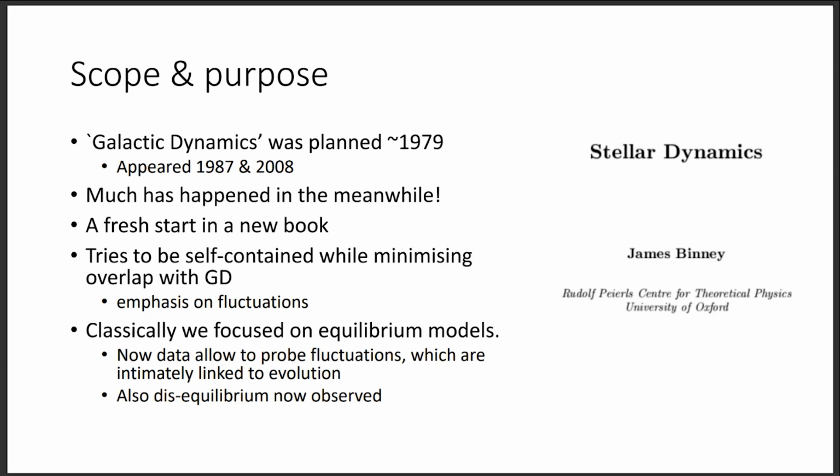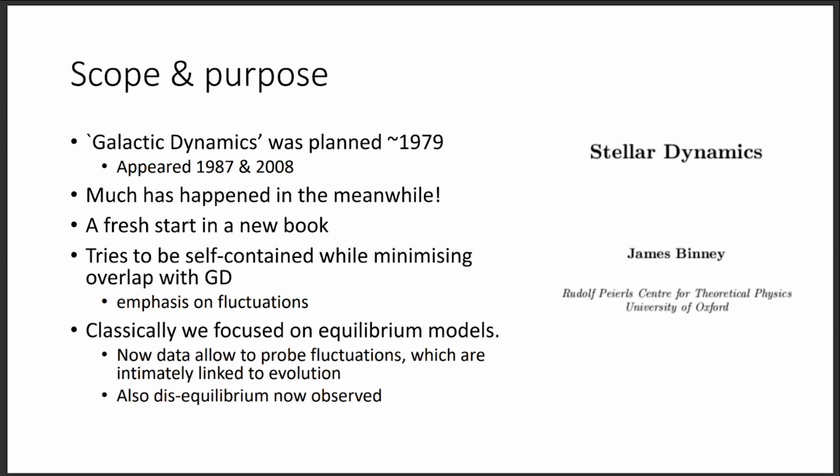So Galactic Dynamics, the textbook with Scott Tremaine, was planned around 1979. The first edition appeared in '87, and we did a revision in 2008, which wasn't as radical as I think it should have been. We both, Scott Tremaine and I, had very heavy teaching and ministry responsibilities at the time. It was difficult for us to spend time in the same place and so on. So that was a lighter revision than probably it should have been.